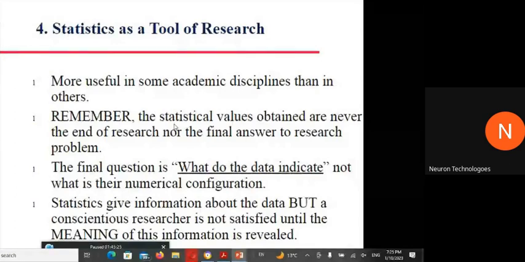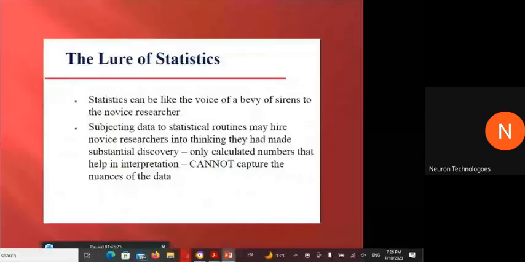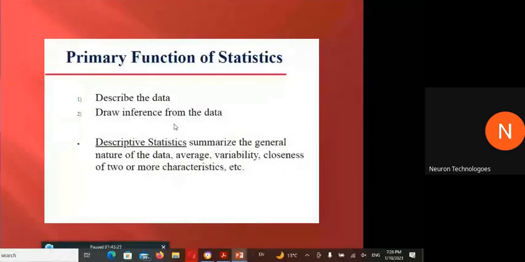It is very useful in academic disciplines, but it is never the end of research nor the final answer to the research problem. The final question is what the data indicate, not what their numerical configuration is. Statistics gives information about the data, but a conscientious researcher is not satisfied until the meaning of this information is revealed. So statistics helps the researcher purify the research and the data. The lure of statistics can be like the voice of the sirens to the novice researcher. Subjecting data to statistical routines may lure novice researchers into thinking they have made a substantial discovery. Again, it will help you purify your data and primary things.